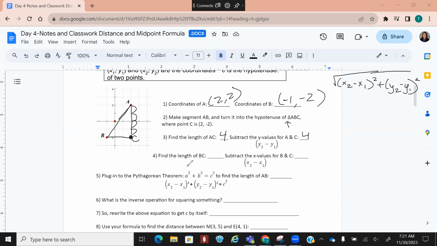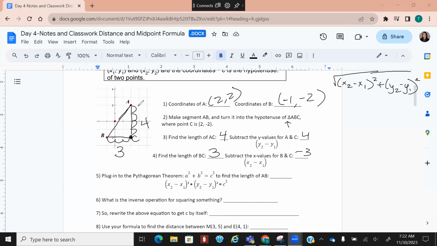Now we're going to find the length of BC. So BC is how many units? 3. And we're going to subtract the x values for B and C. So for B, we had -1. And for C, we had 2. So -1 minus 2 is -3. I'm going to give you a second.